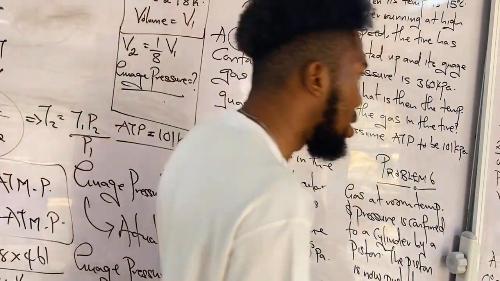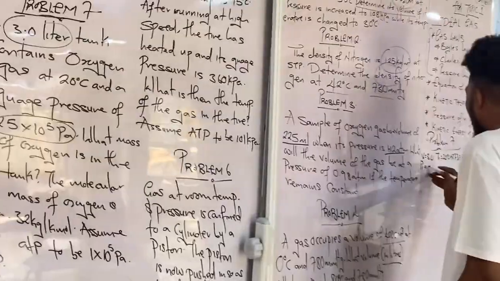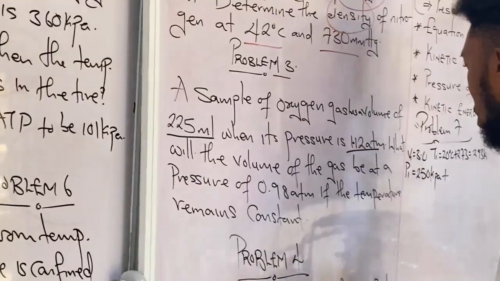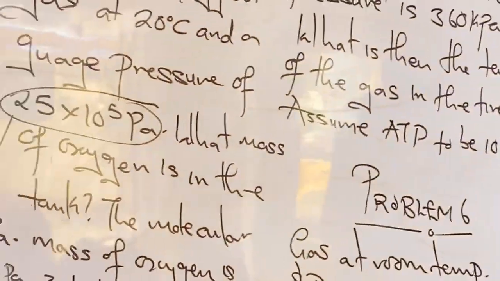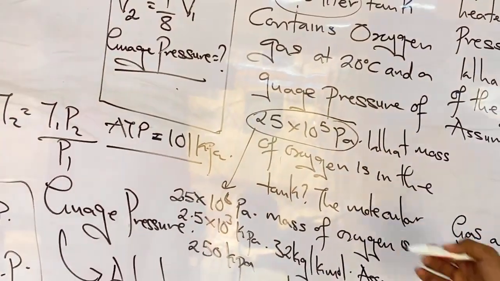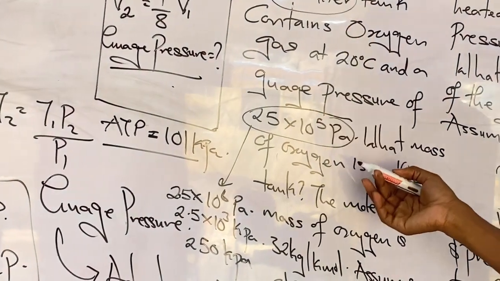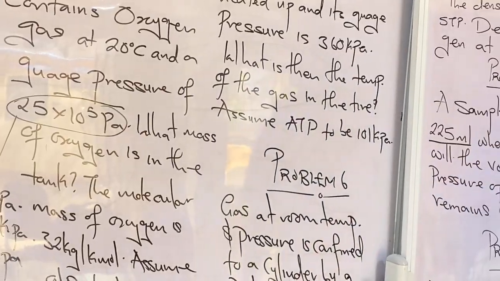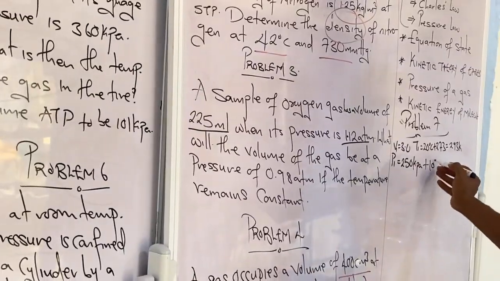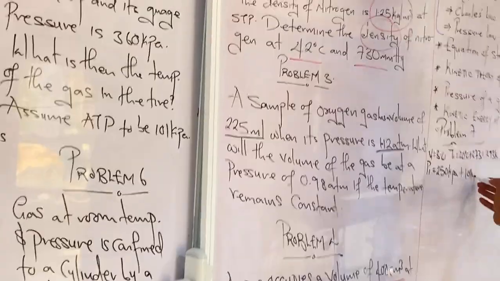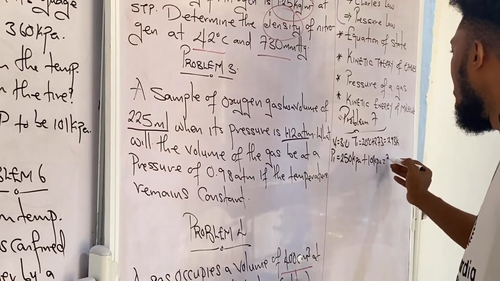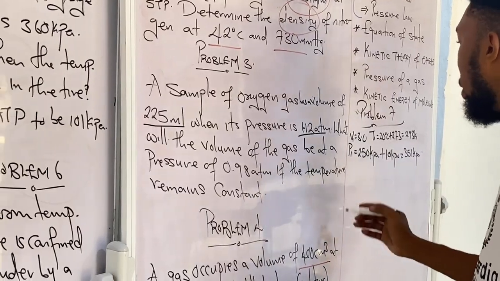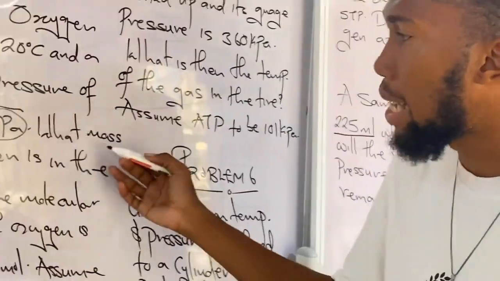Do you see how very easy science can become? So here we are working with 250 kilopascal plus the atmospheric pressure, right? Because we are trying to get our actual pressure. So plus atmospheric pressure 101 kilopascal. And that gives us 351 kilopascal.